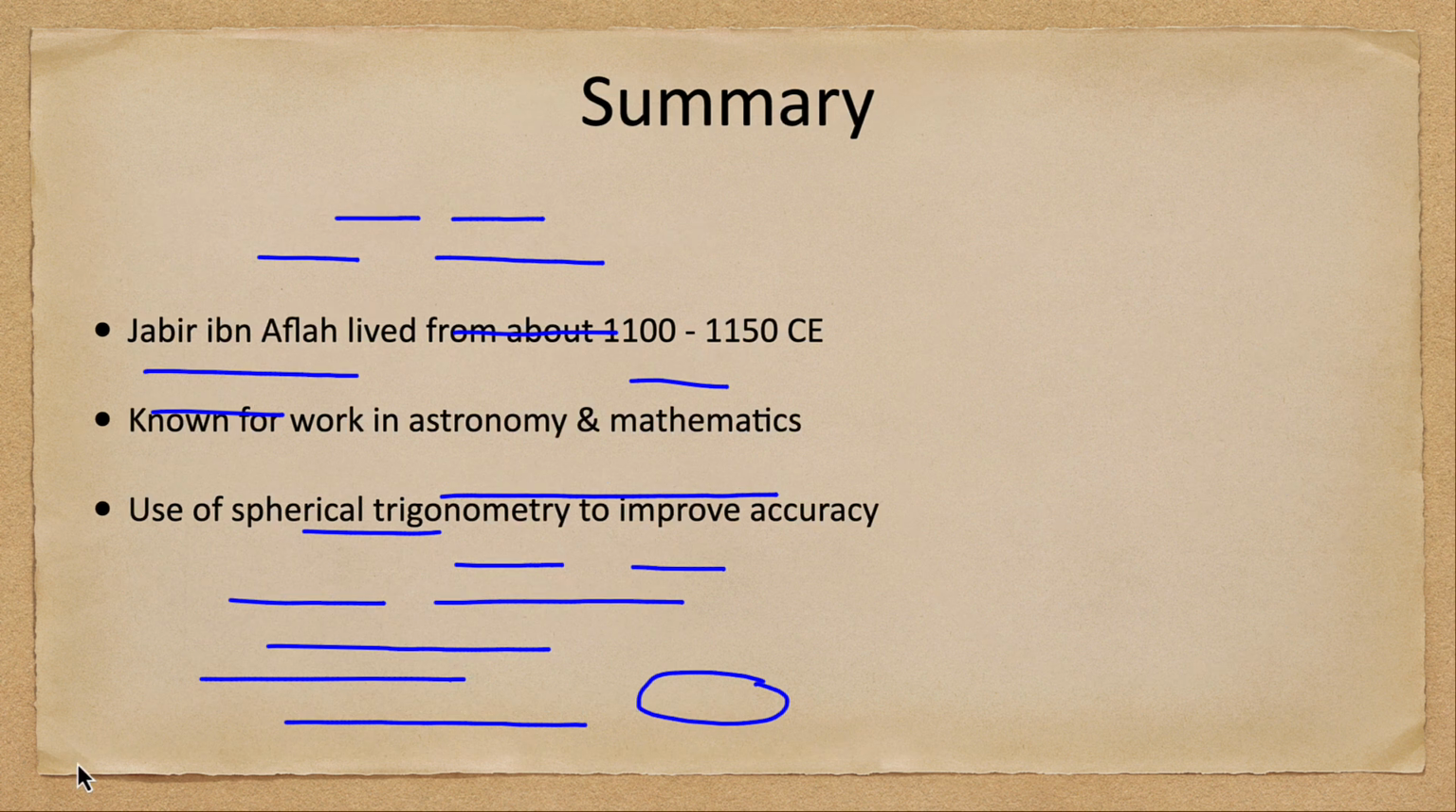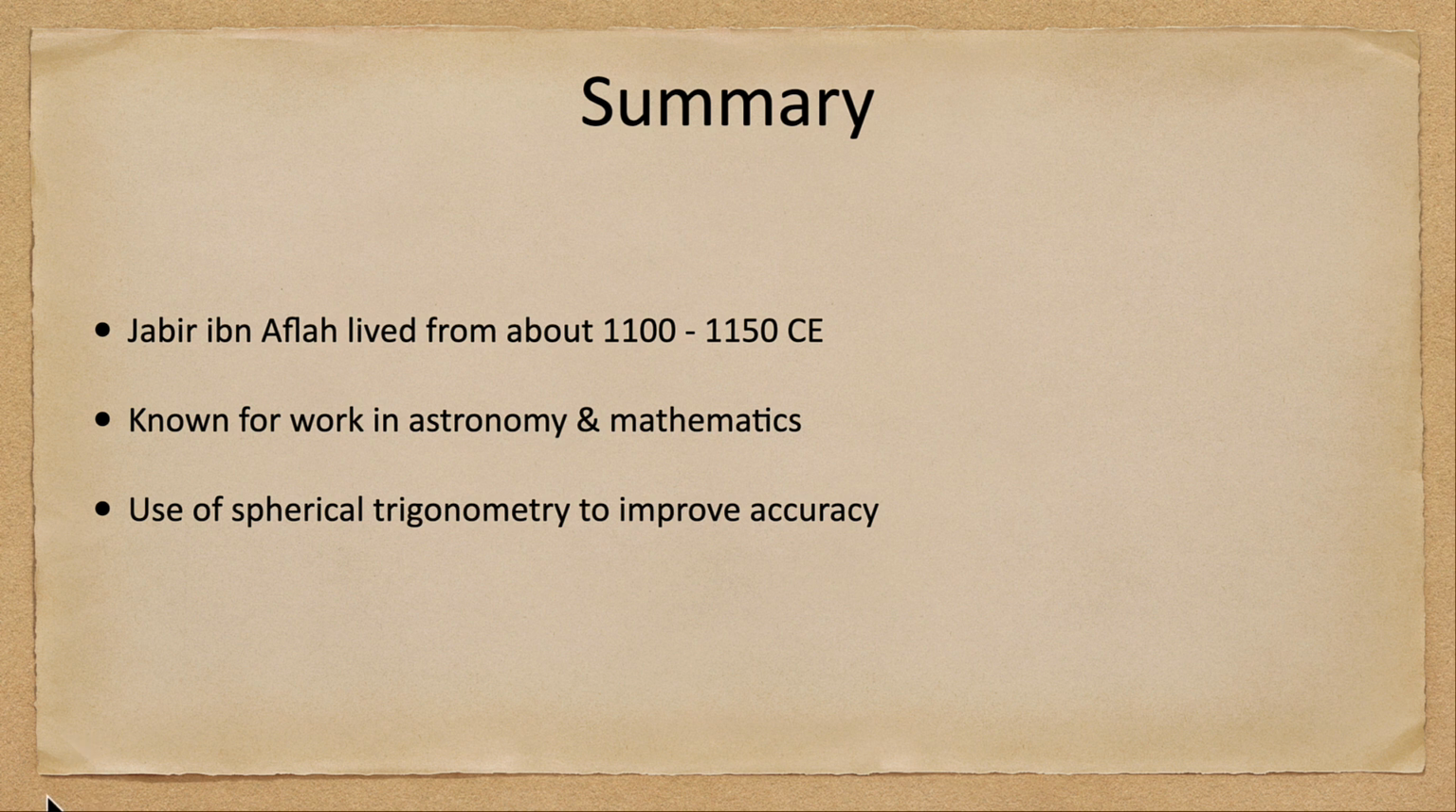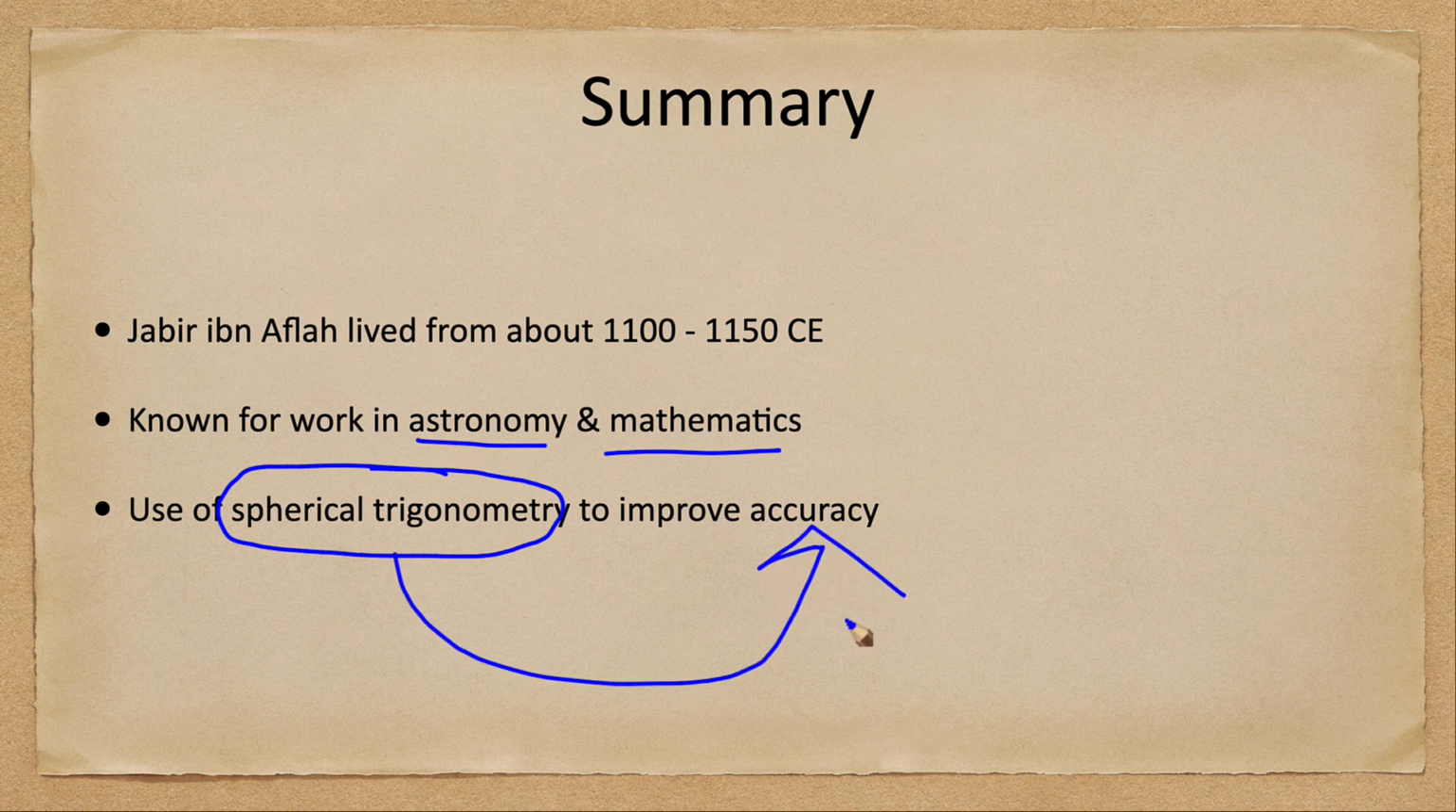And what we've talked about is Jabir ibn Aflah lived from about 1100 to 1150, specifically known for work in astronomy and mathematics, and most importantly, really, using spherical trigonometry to improve the accuracy of the calculations that were done. So that concludes this discussion on Jabir ibn Aflah.